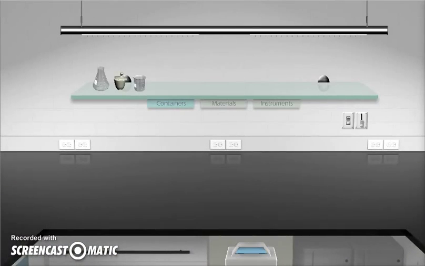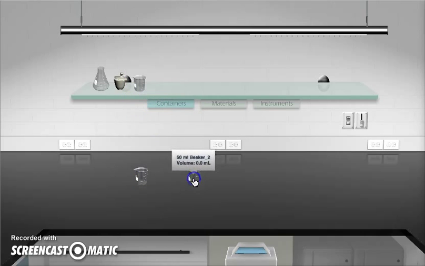Today we're going to be performing experiment 4, double displacement, and in this experiment we're going to discuss the reaction of aqueous sodium hydroxide and aqueous nickel 2 chloride. First, we're going to take two 50 milliliter beakers from the container shelf and place them on the workbench.